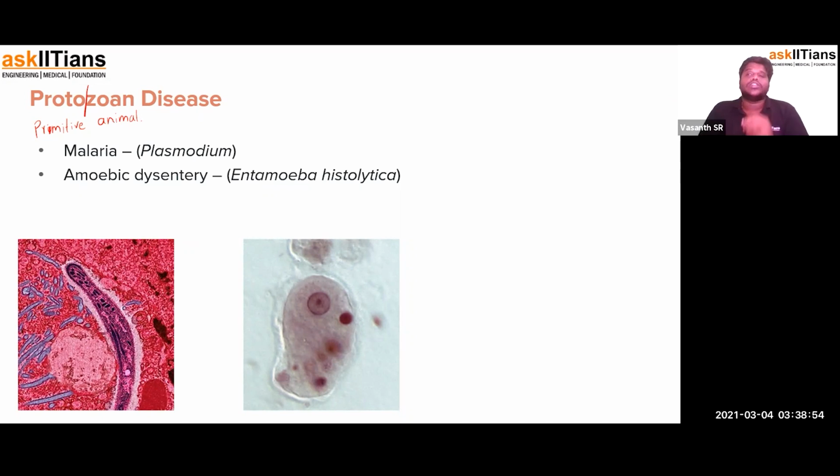These protozoans actually get into organisms to fulfill their requirements. Such examples would be malaria. Malaria is a very common protozoan disease. It is caused by several types of Plasmodium: Plasmodium falciparum and Plasmodium vivax. These are two important strains, different types of protozoan that cause different types of malaria. And when it comes to another example, Entamoeba histolytica.